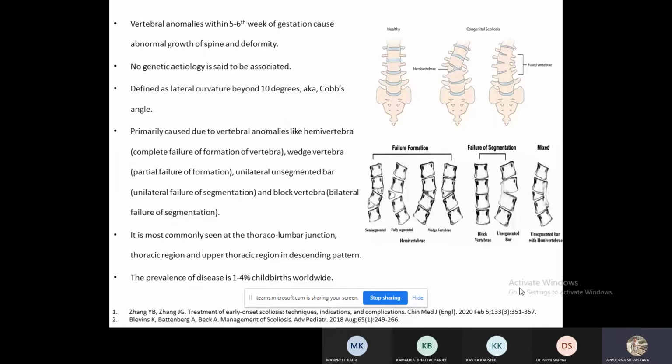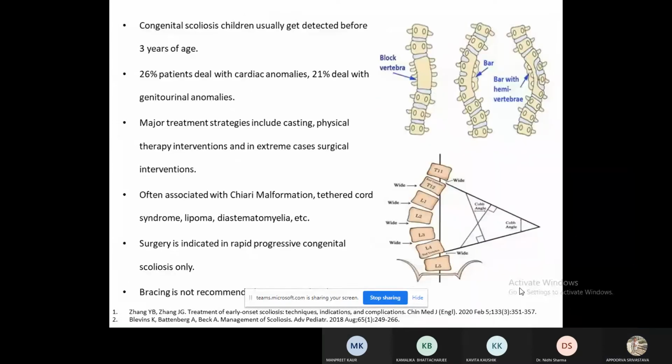The prevalence of the disease is 1 to 4% of childbirths worldwide. Congenital scoliosis children usually get detected before 3 years of age, but in the second article it was mentioned that management of scoliosis is better if diagnosed before 3 years of age. Otherwise, children are usually between the age of 4 to 6 years.